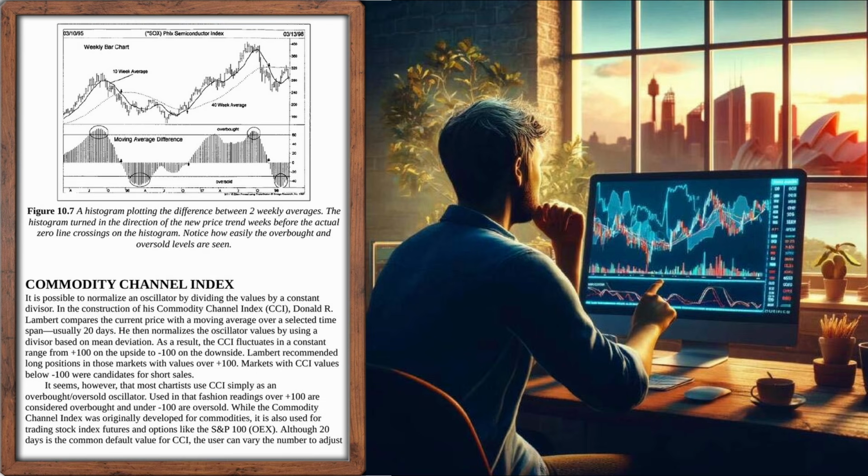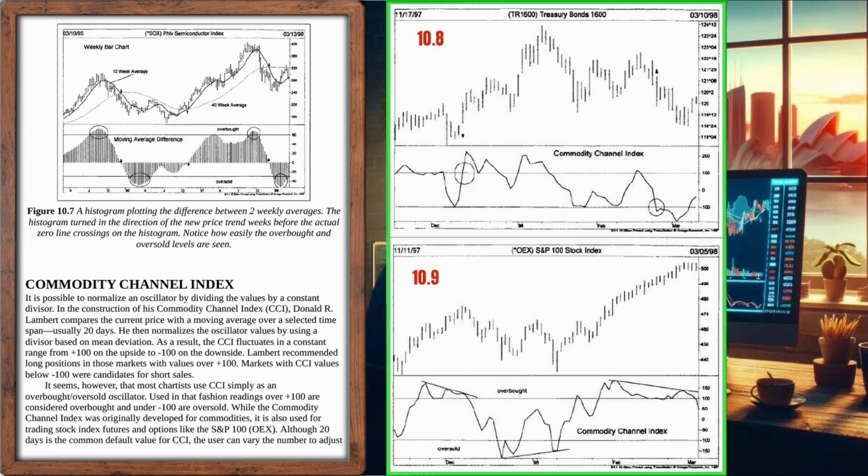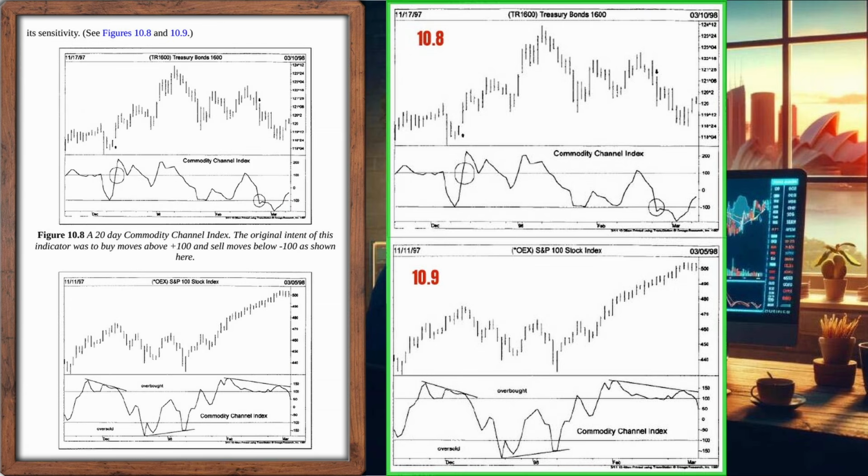While the Commodity Channel Index was originally developed for commodities, it is also used for trading stock index futures and options like the S&P 100 OEX. Although 20 days is the common default value for CCI, the user can vary the number to adjust its sensitivity. See figures 10.8 and 10.9.